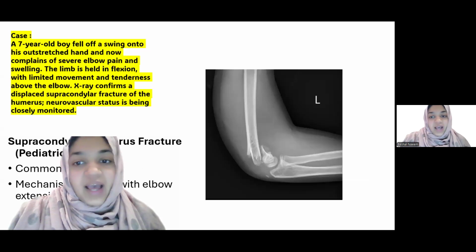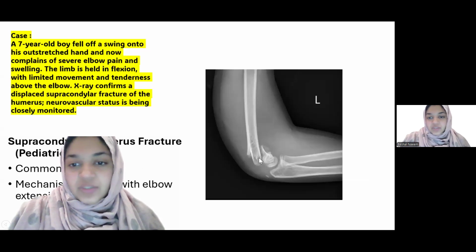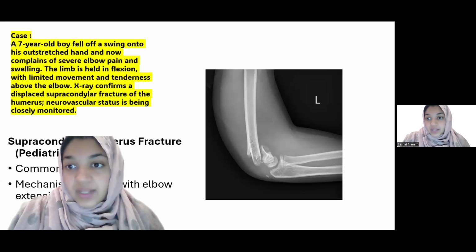Moving on, this is a supracondylar fracture, as you can see here. This is mostly seen in pediatric patients. It's the most common elbow fracture in children who are 5 to 10 years old.